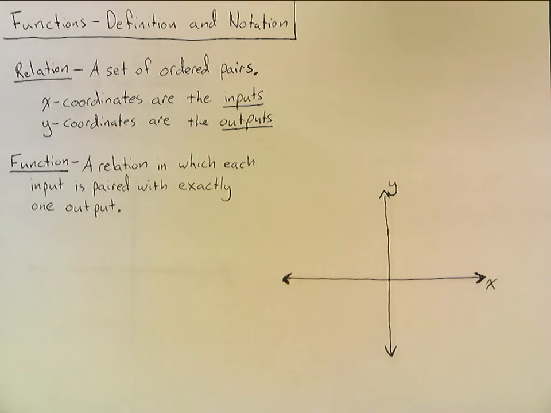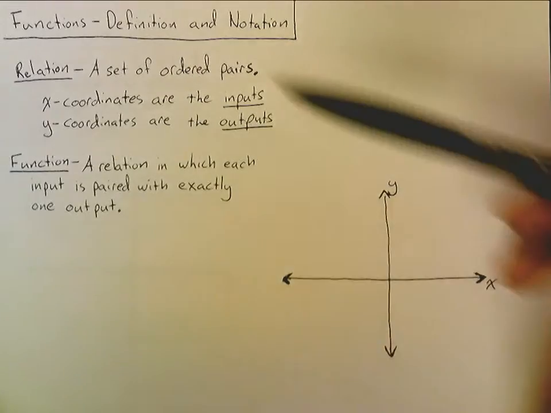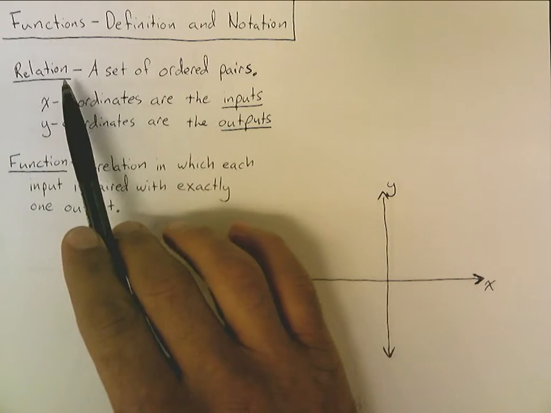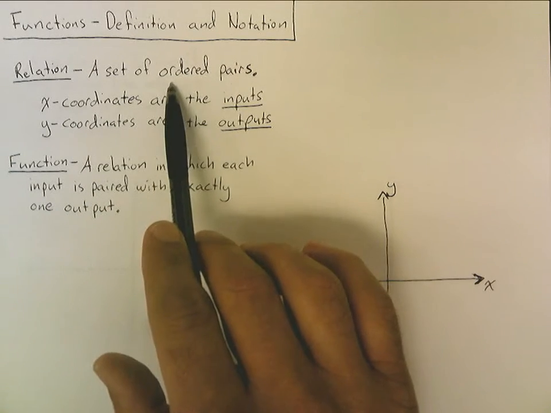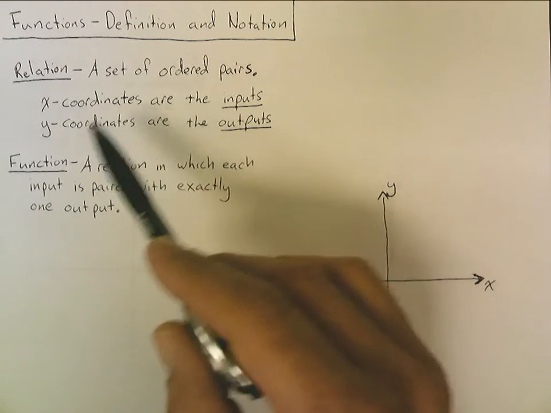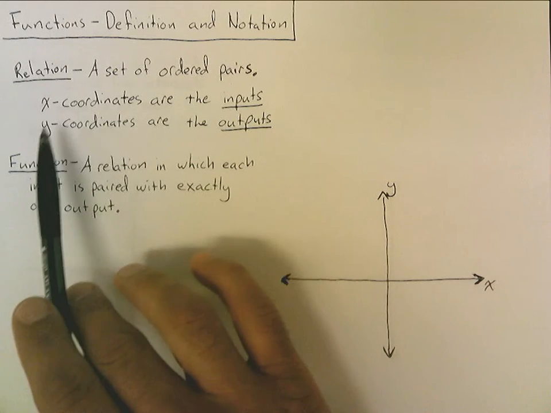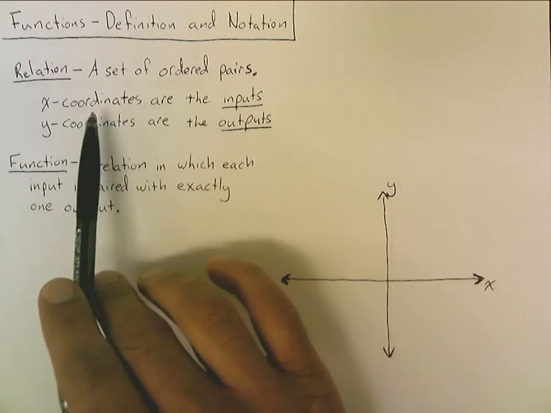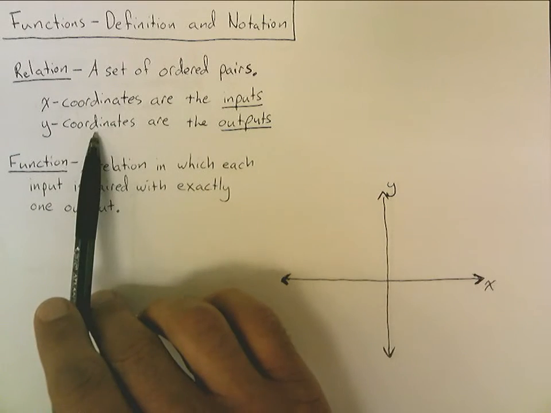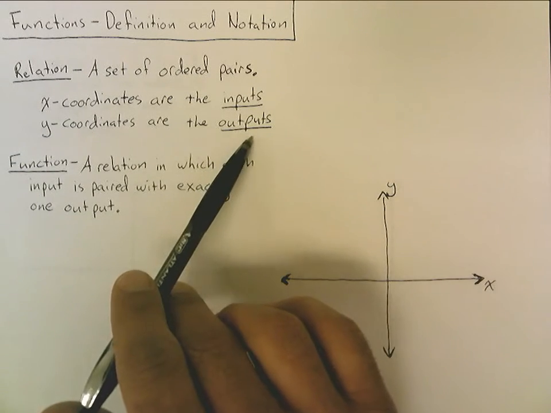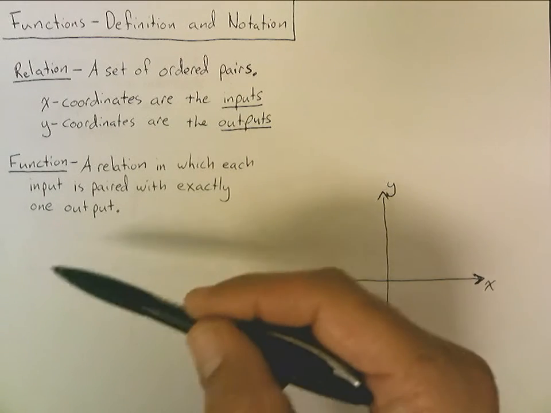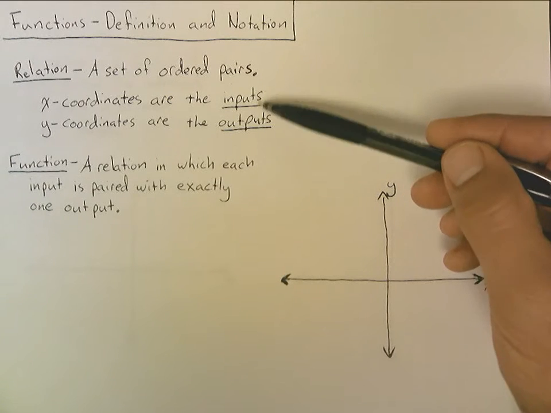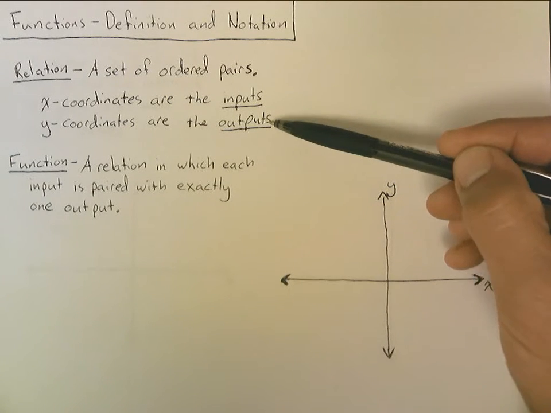So just to get some definitions out of the way, first off we need to start with the definition of a relation. And a relation is nothing more than a set of ordered pairs. And ordered pairs, of course, have one first coordinate, which we call the x-coordinate, and then the second coordinate is the y-coordinate. We're going to call the x-coordinates of these ordered pairs the inputs, and the y-coordinates are going to be the outputs. So every function is basically a machine, kind of, you want to think about it that way. We can input an x value, and it will spit out at us a y value.